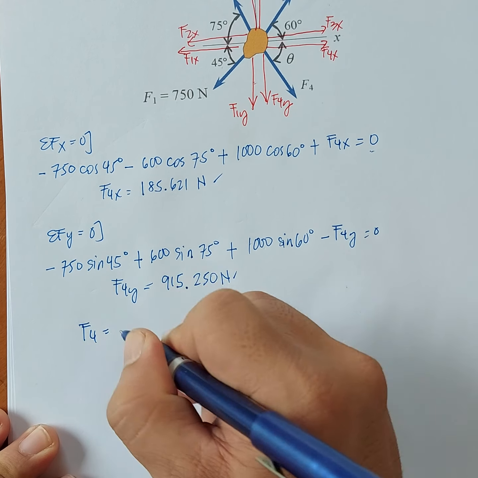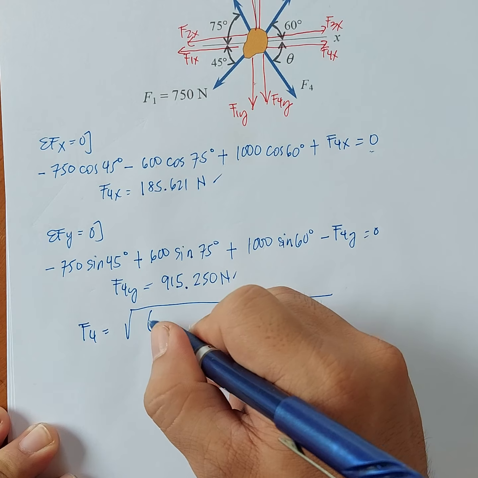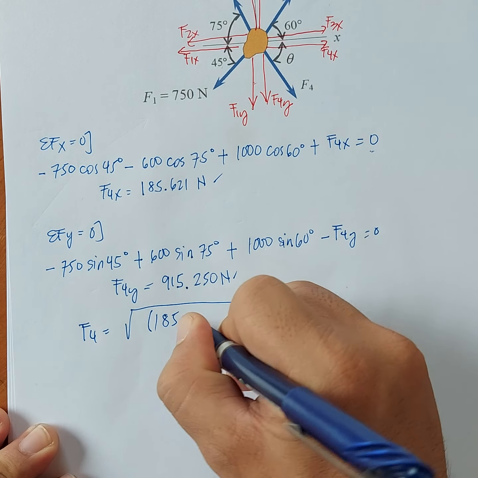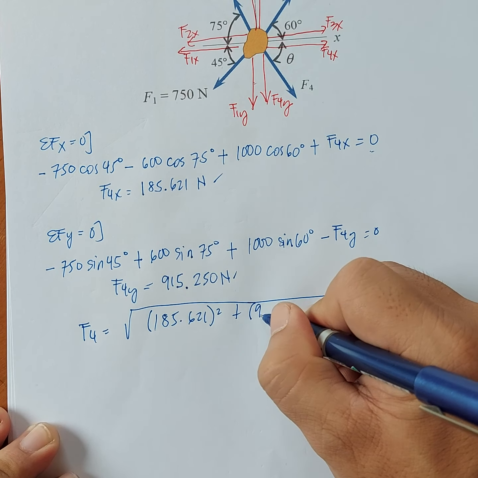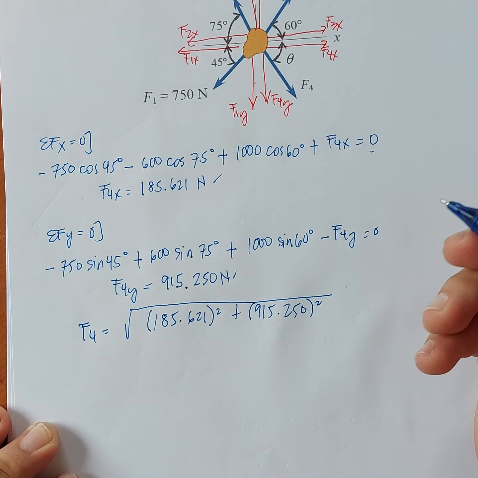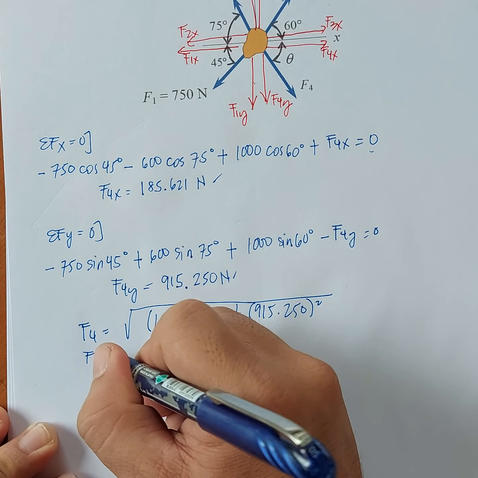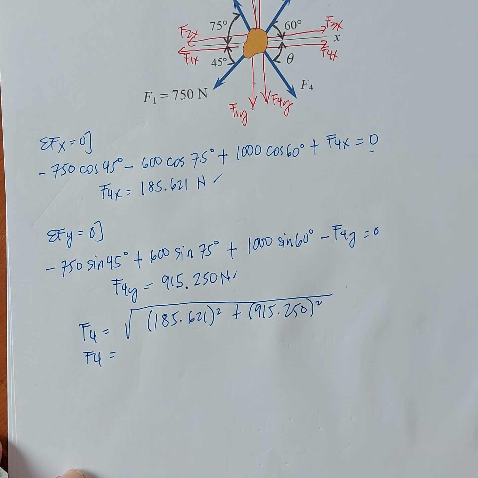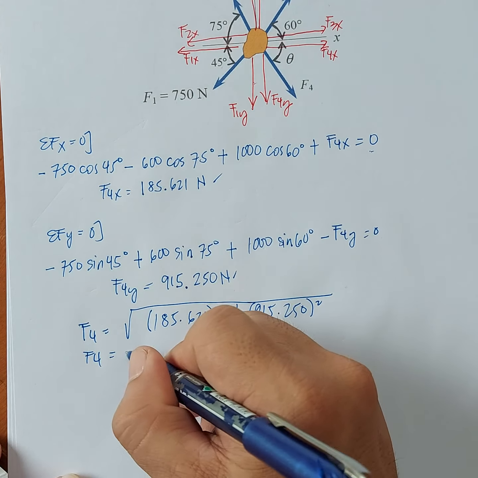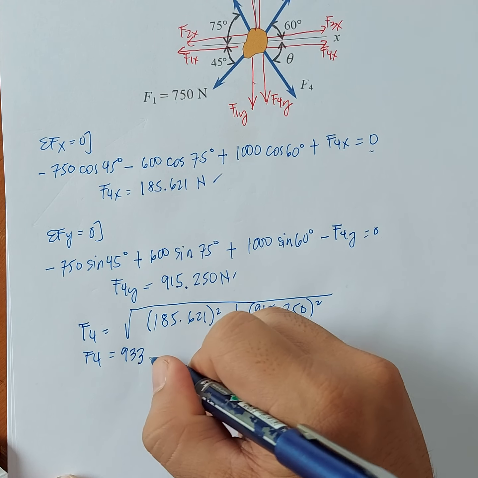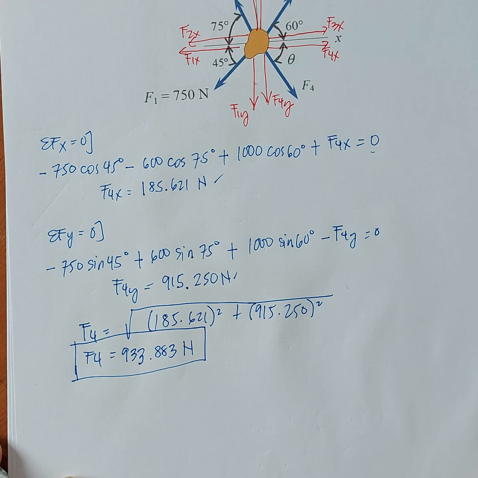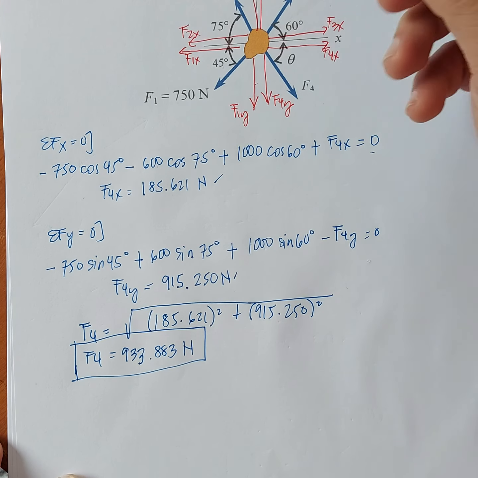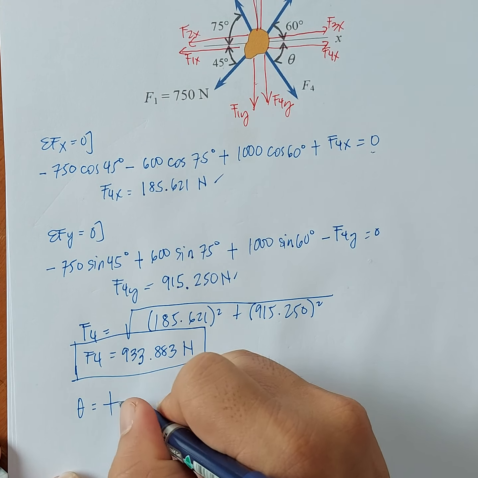So F4 is equal to the square root of the quantity F4X squared, so it's 185.621 squared, plus F4Y squared, that's 915.250 squared. So you have F4 is equal to 933.883 Newtons. So this is F4, and then solve for the direction of F4, angle theta, as the arctangent of F4Y over F4X.